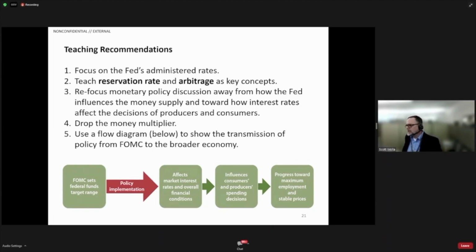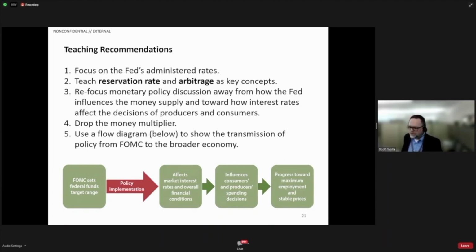So for instance, the money multiplier. There is a lot of content in your textbooks that is built on the assumption that the Fed uses the money supply to affect the economy. Actually, when the Fed shifted regimes, we now use interest rates as the mechanism by which we influence the economy, not the money supply. And so for number 4, we recommend dropping the money multiplier.